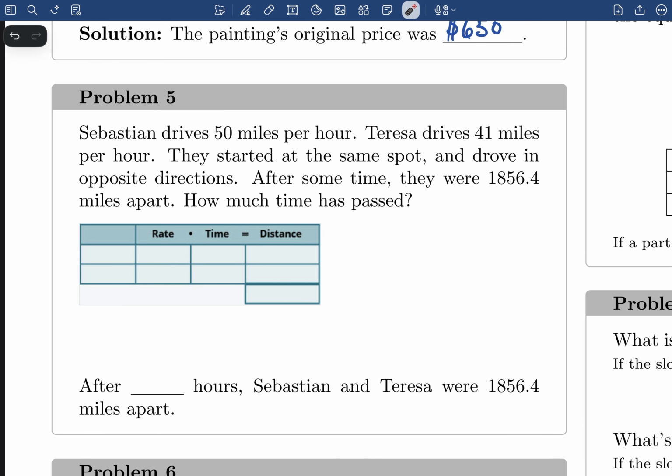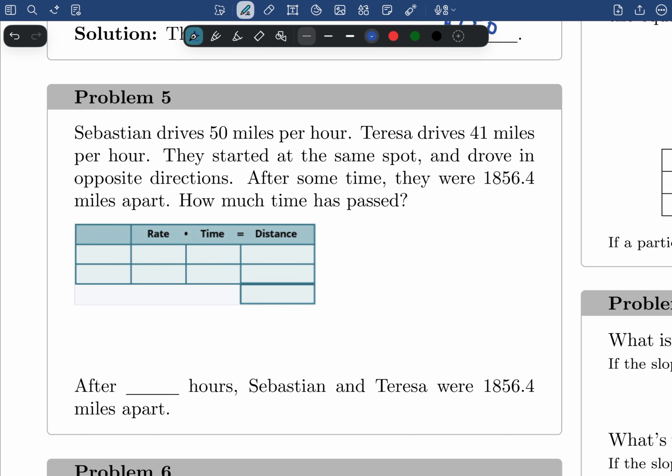And here in problem number 5, we have a word problem. Sebastian drives 50 miles per hour. Teresa drives 41 miles per hour. They started at the same spot and drove in opposite directions. After some time, they were 1,856.4 miles apart. How much time has passed?